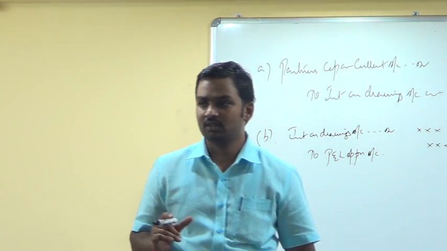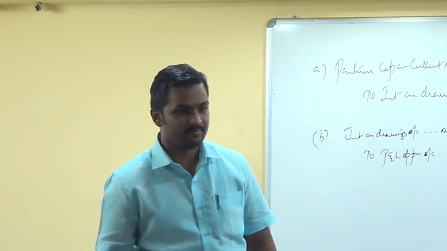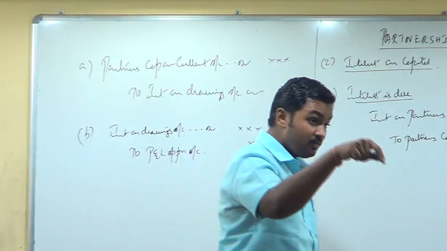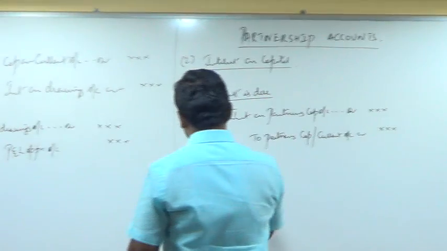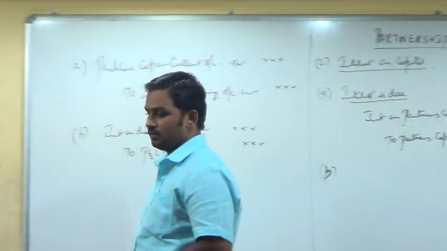Is it clear? You are all mathematics students, boss. You should understand this much at least. Okay. So that is how we are going to calculate interest on capital. What rate? The partnership deed provides. B. When interest is transferred to P&L appropriation account.